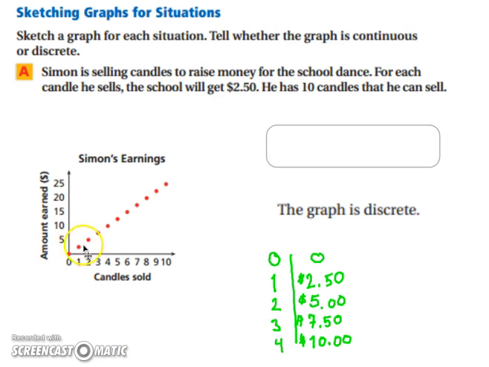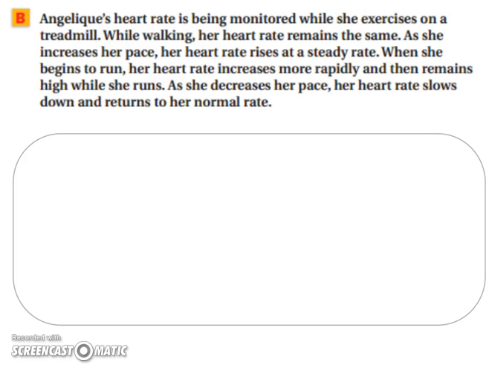So your graph has your points, one for each candle. And once again, you can't sell part of a candle, so it's not continuous. Let's try another situation. Angelique's heart rate is being monitored while she exercises on a treadmill.